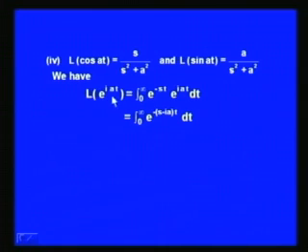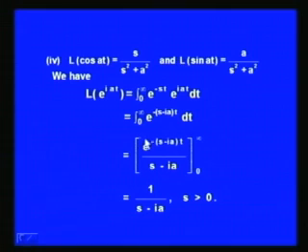Now, the Laplace transform of e to the power I a t can be written as the integral from 0 to infinity of e to the power minus s t into e to the power I a t dt, which we can write as the integral from 0 to infinity of e to the power minus (s minus I a) into t dt. When we find the integral of this, we get e to the power minus (s minus I a) into t over s minus I a. The limits are 0 and infinity.